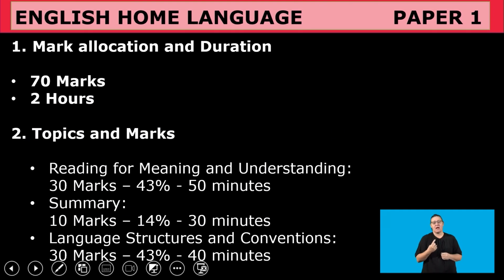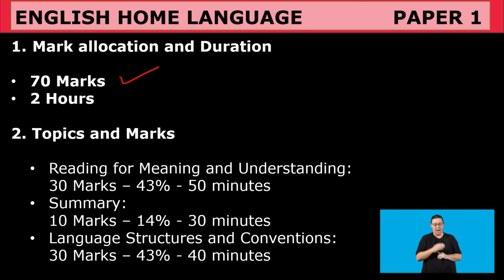Paper 1 is 70 marks. You will be allocated 2 hours to complete this paper. The paper is structured as follows. Reading for meaning and understanding, or the comprehension, is 30 marks. This consists of 43% of the paper, and the suggested time allocation is 50 minutes.